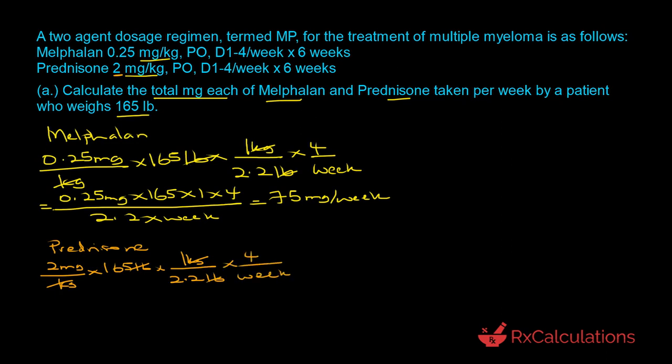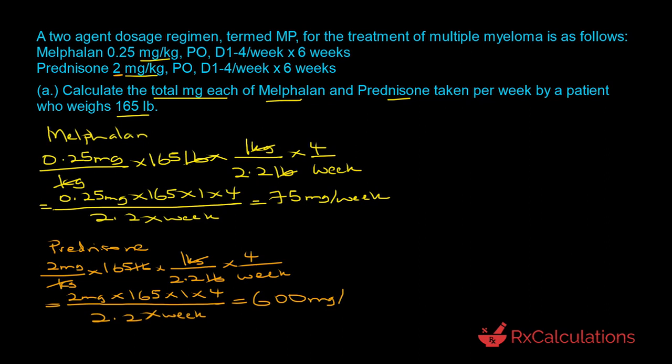And so we go ahead and multiply all the terms in the numerator. So that'll be 2 milligrams times 165 times 1 times 4 divided by 2.2 times 1 week. And this is going to be equal to 600 milligrams per week. And so the amount of melphalan you need per week for this patient is 75 milligrams. And the amount of prednisone needed per week for this patient is 600 milligrams.